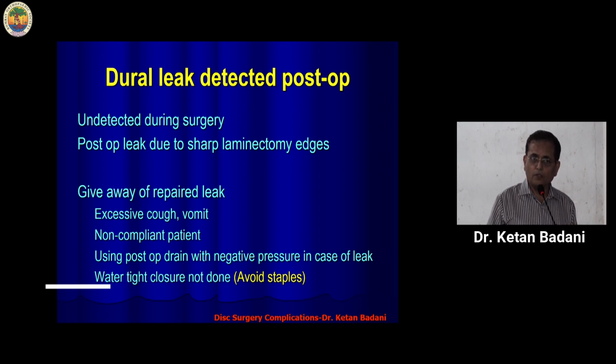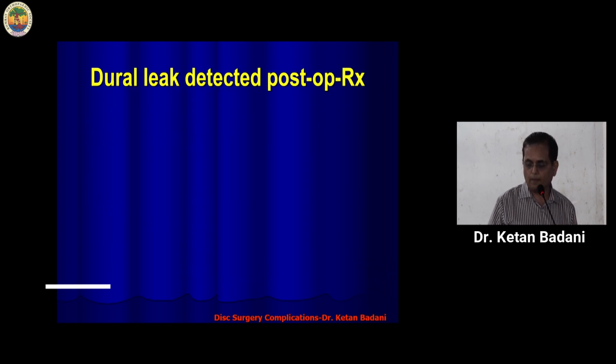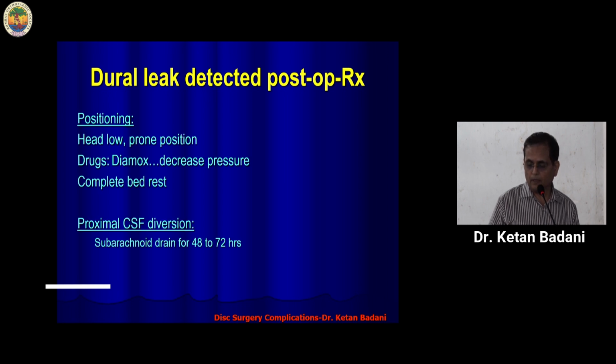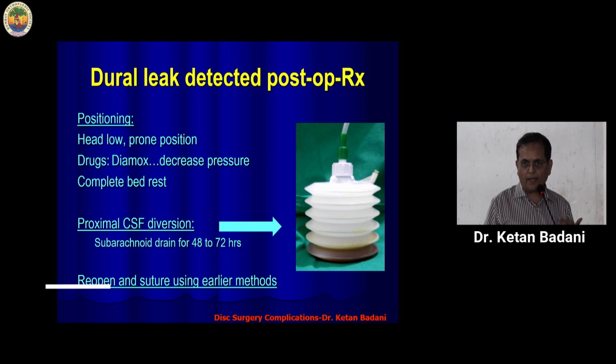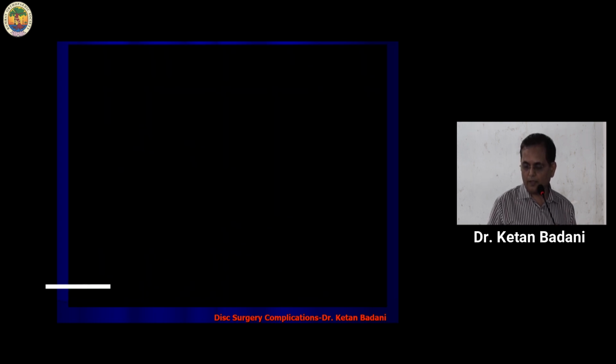One of the things to do is not to use staples, but to use watertight closure for all, using stitch material rather than staples. In a post-operative leak, the use of a proximal subarachnoid drain is one of the methods described, where you put a subarachnoid drain and drain it into a container. Now the important thing is to have a needle over here to let the air out, because in a closed system, the CSF pressure being very low, the CSF may not drain and your device might fail. And of course, if that also fails, then you have to reopen and suture using the earlier methods.